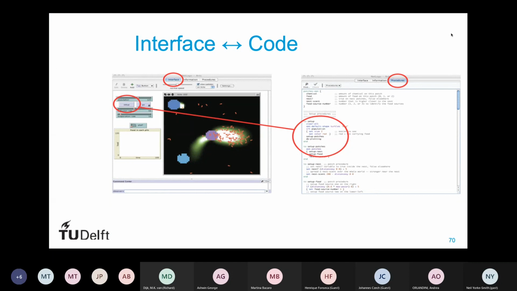So, how do these things go together? The interface tab and the code tab, by the way, your screen might look slightly different. There's this setup button I mentioned. That's the setup one that starts things out, and then go actually does things. But how does the setup button work? In the code, there's a procedure which says what to do when the user clicks on setup. And normally what you do in setup is you initialize the environment. Remember, agents and environment.